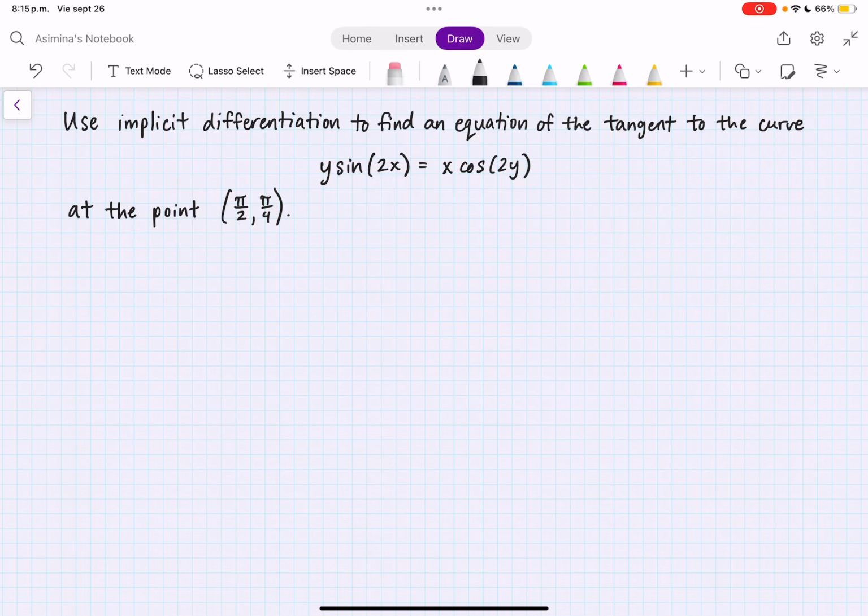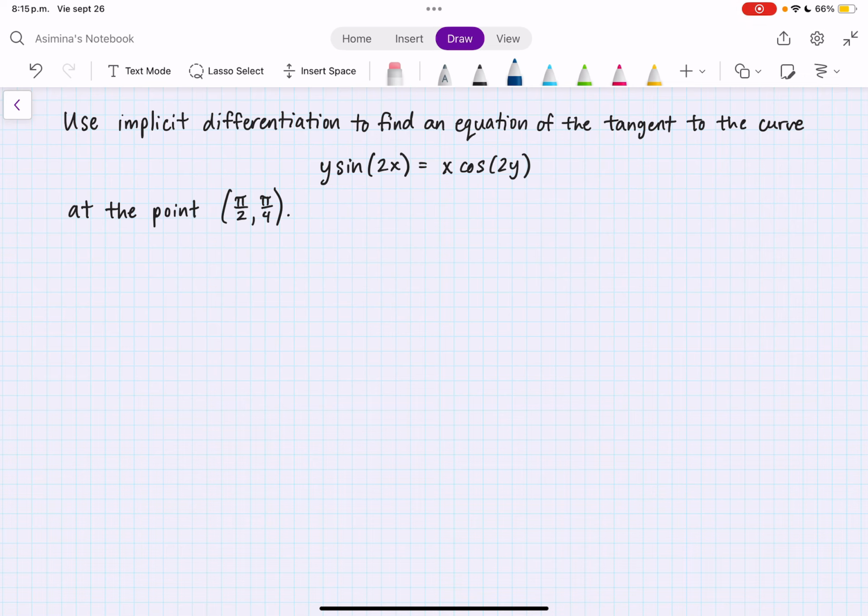In this video, we are going to use implicit differentiation to find an equation of the tangent line to the curve y times sine of 2x equals x times cosine of 2y at the point pi over 2, pi over 4. Okay, so let's begin.